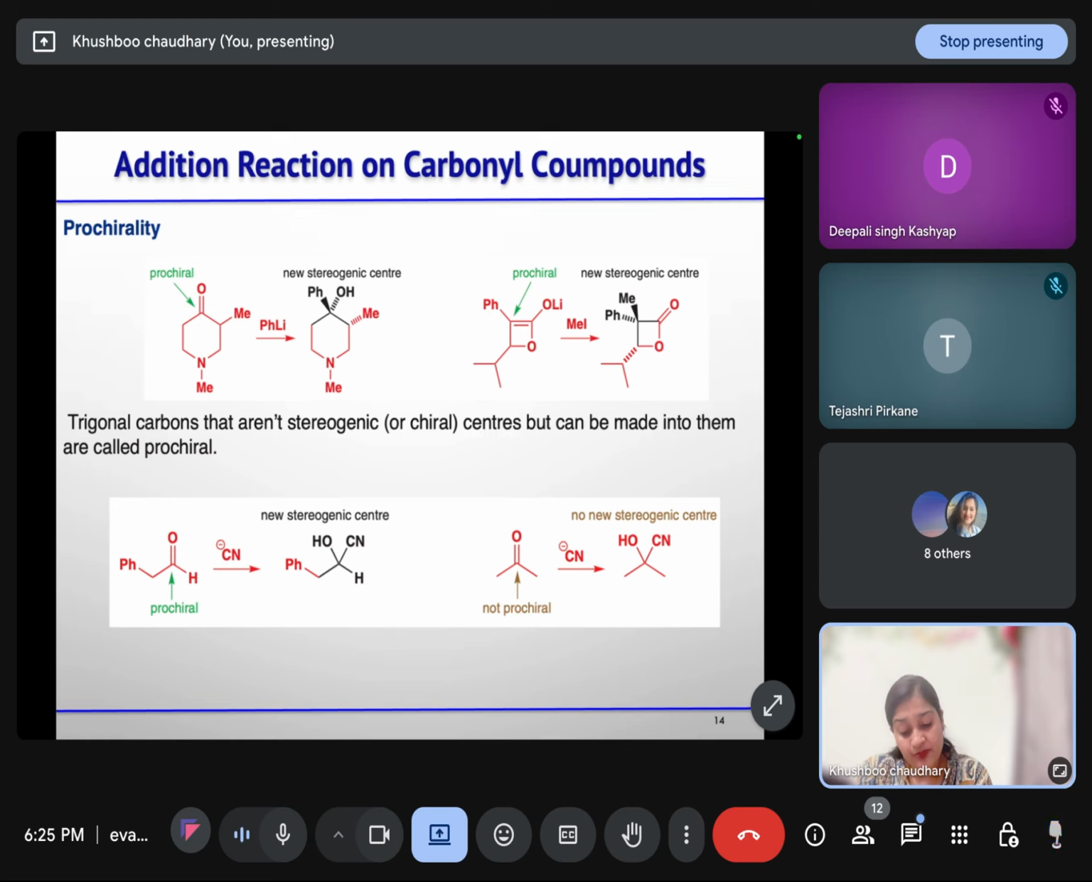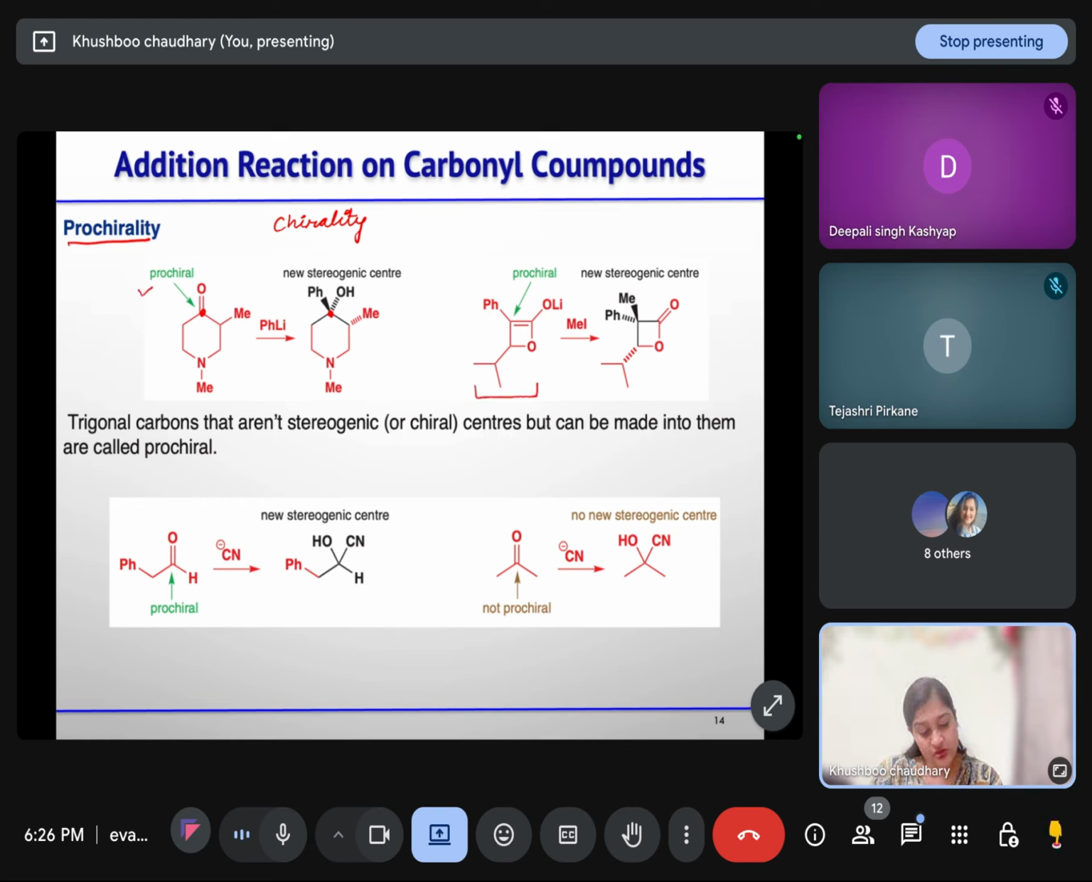Now let us discuss the term prochirality. Chirality we all know: if a carbon has four different substituents attached to it, we call that carbon a chiral carbon and the molecule a chiral molecule. If we have a carbonyl compound that is prochiral, it means that after the attack of the nucleophile, the species generated is chiral, because we are generating a new stereocenter at that point. So those compounds that are not chiral initially, but become chiral after the attack of a nucleophile, we call prochiral compounds.